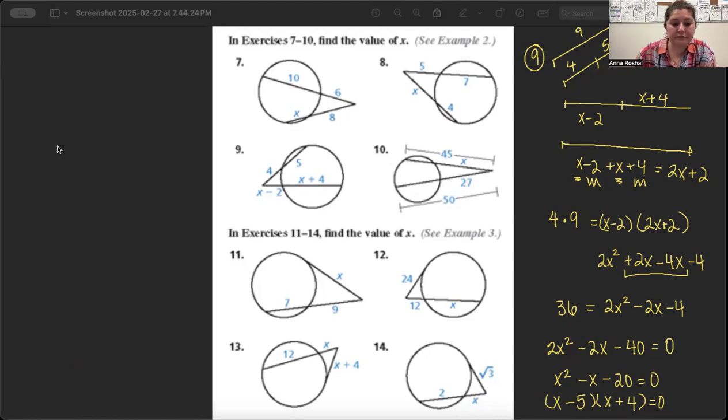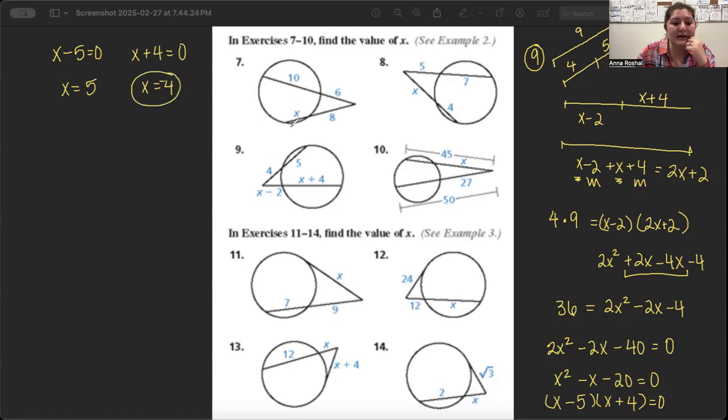Okay, so when I set each of these equal to 0, I end up with one number that's negative and one number that's positive. So this will be x is 5 and this will be x is -4. I would recommend checking both. Sorry, that's supposed to be -4.